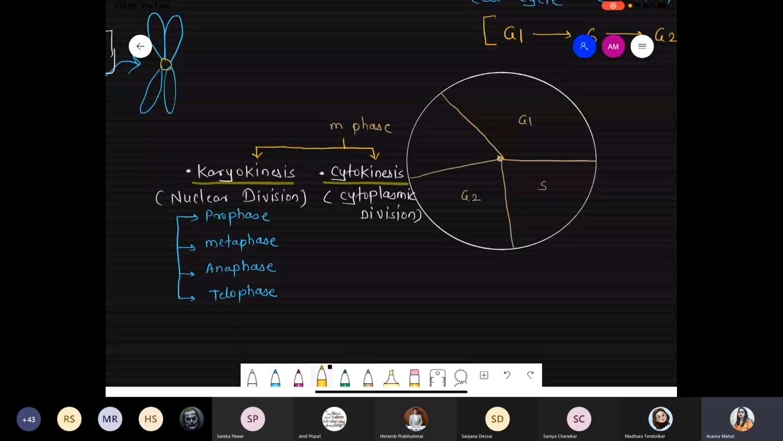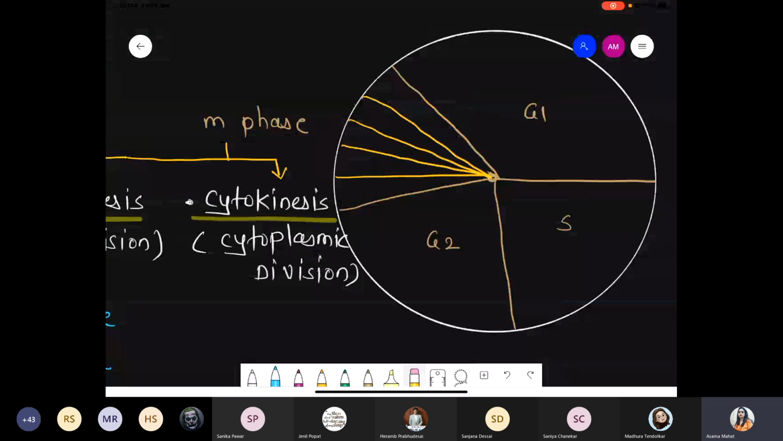यहाँ पे present होगा first of all prophase, metaphase, anaphase, telophase. So I just give the initial letter. यहाँ पे present होगा prophase. Now followed by meta, followed by ana, followed by telophase, and finally there is the presence of cytokinesis, that is cytoplasmic division.